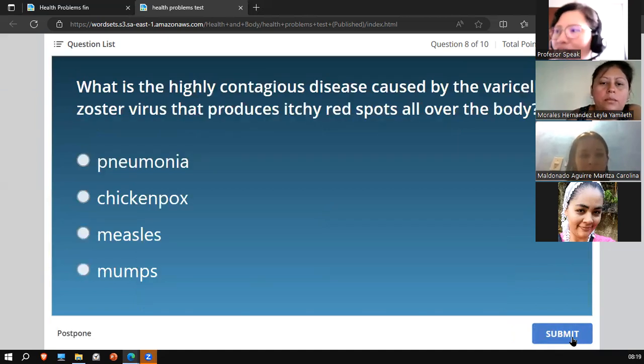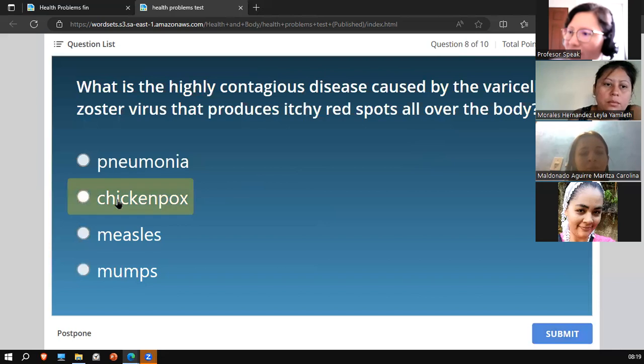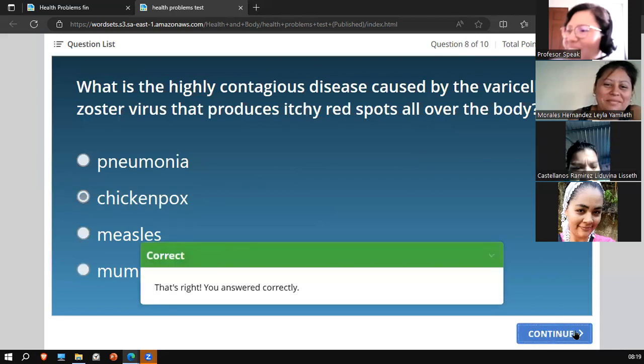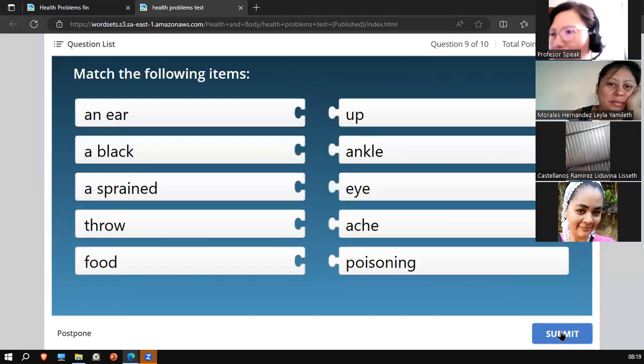What is the highly contagious disease caused by the varicella zoster virus that produces itchy red spots all over the body? Chickenpox. Correct, right? Chickenpox. Match the following items.